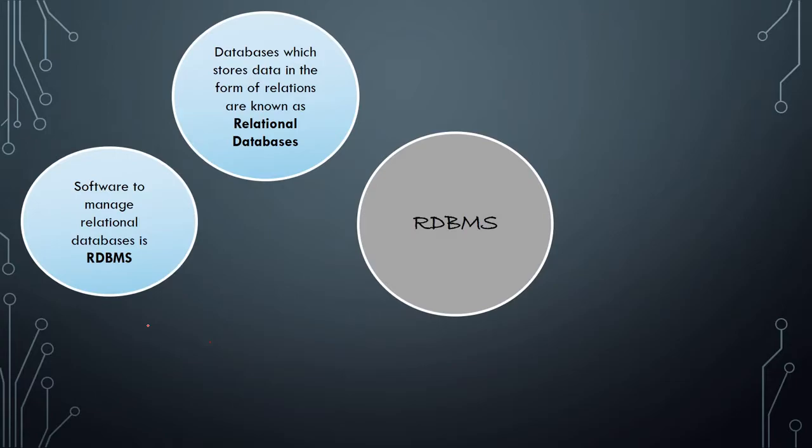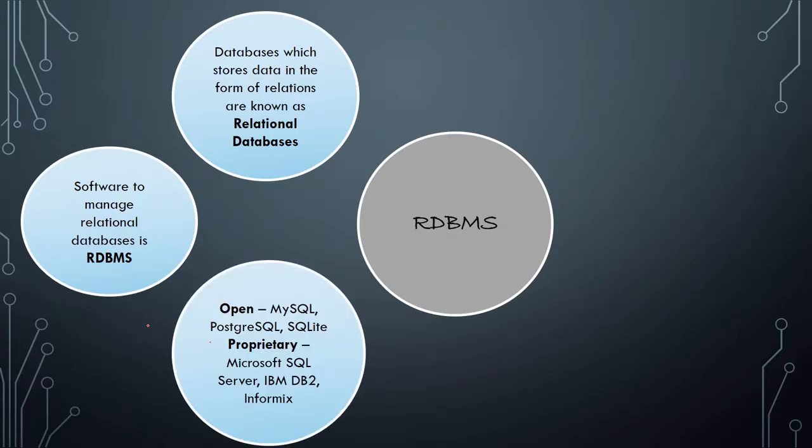As I have told you earlier, databases are the collection of interrelated data or structured data, and the software which is used to manage the database is known as Database Management System or DBMS. Similarly, databases which store data in the form of relations or tables, that I told you earlier about the relational model, are known as relational databases, and software which is used to manage relational databases is known as Relational Database Management System.